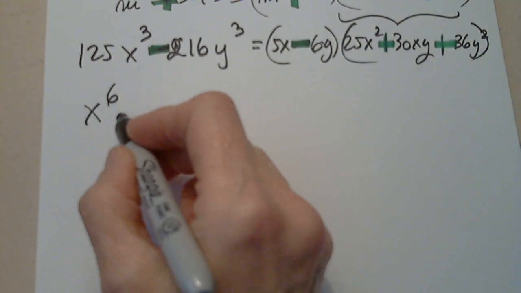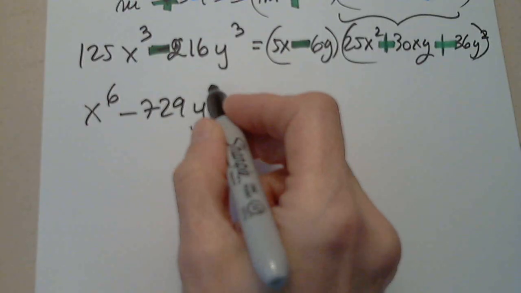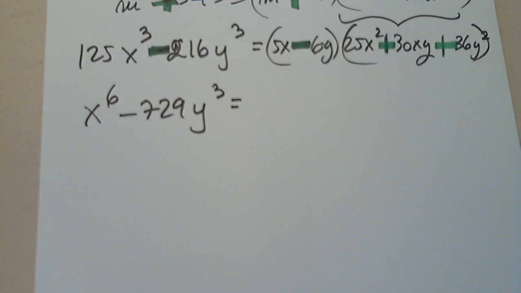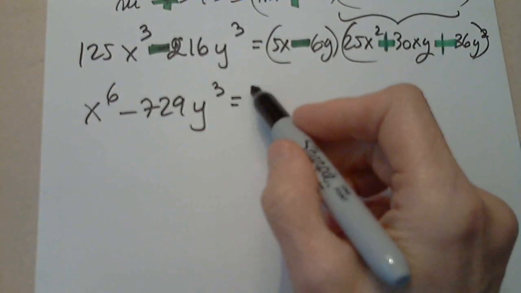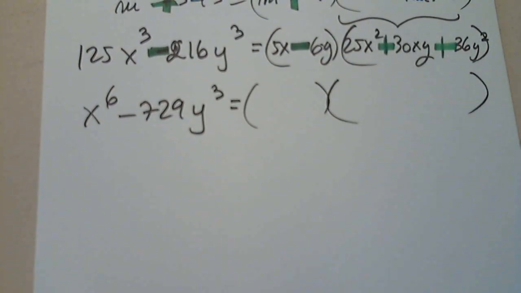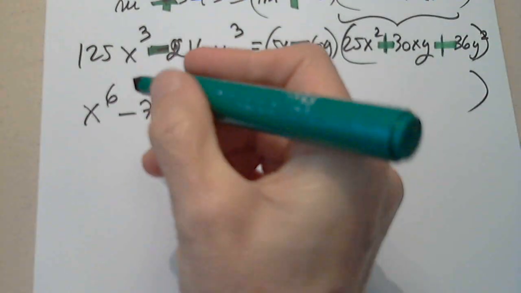So x to the 6th minus 729 y to the 3rd. Descending order, yes. Greatest common factor in both, no. Negative leading coefficient, no. Binomial, yes. Special product, because of the power 3, of course, I can only think of a difference of cubes. I have to establish the sign right away.